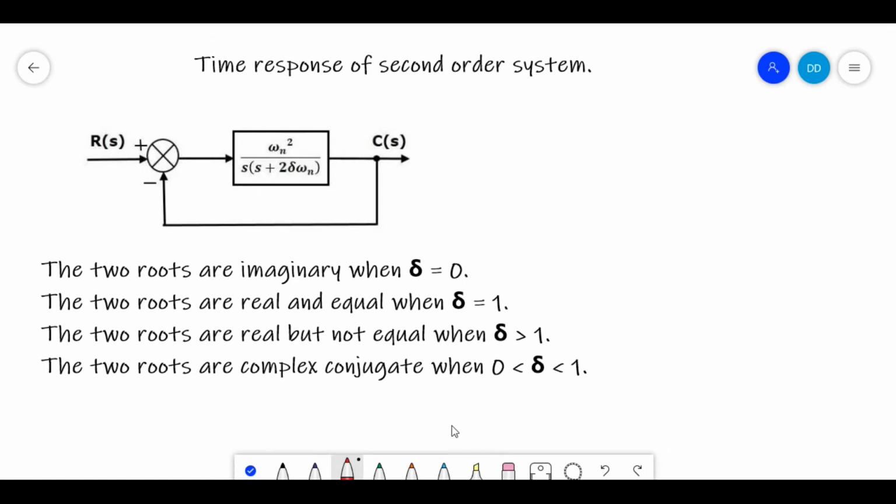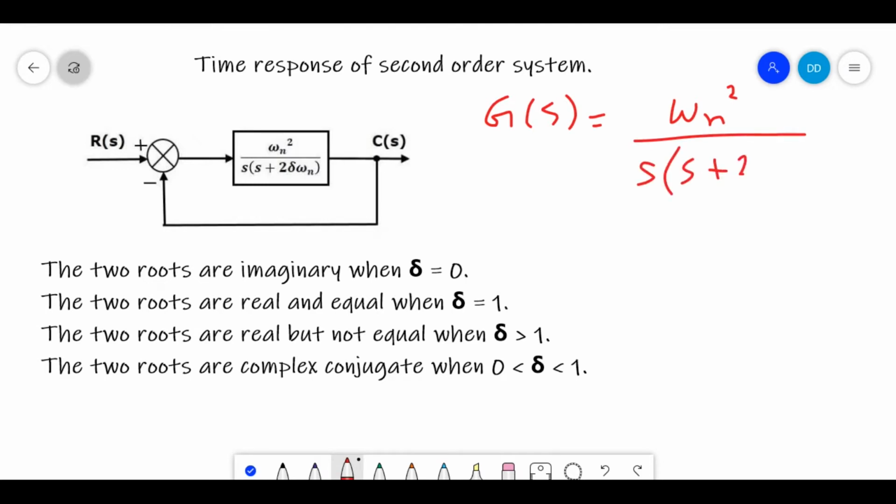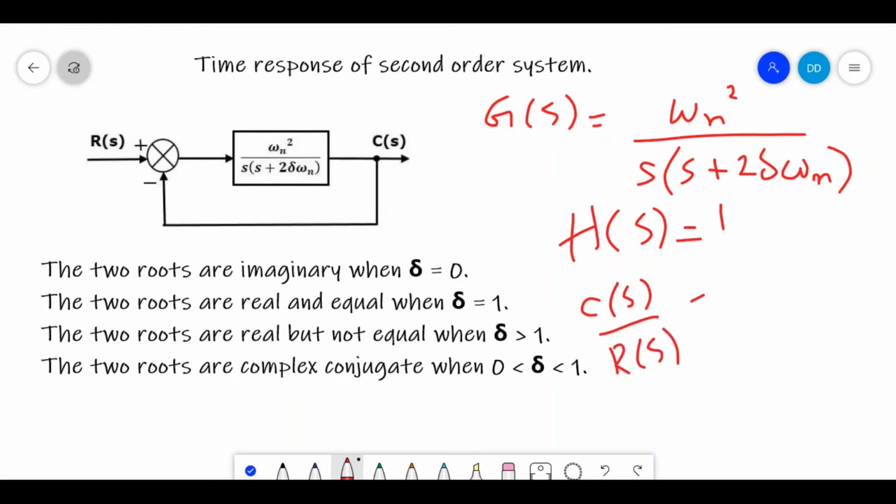Consider a system having the forward path gain G(s) equal to omega n square divided by s into (s plus 2 delta omega n). Instead of delta, the damping ratio can even be written as zeta. And H(s) is equal to 1. So we have the transfer function C(s) by R(s) equal to G(s) divided by 1 plus G(s) into H(s). This is the standard form of a closed loop transfer function.